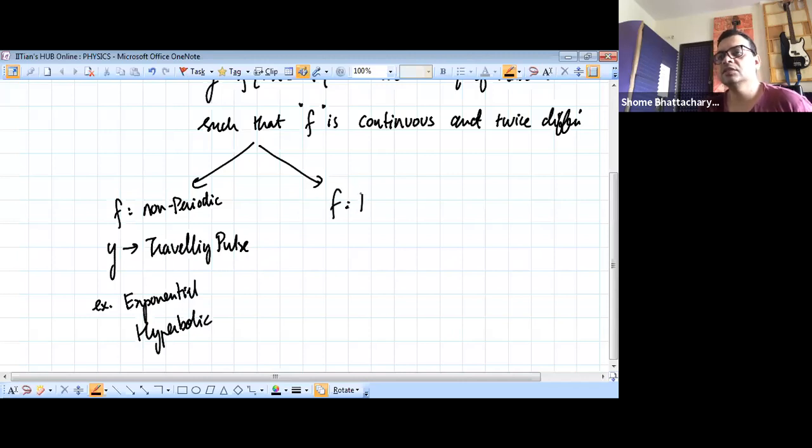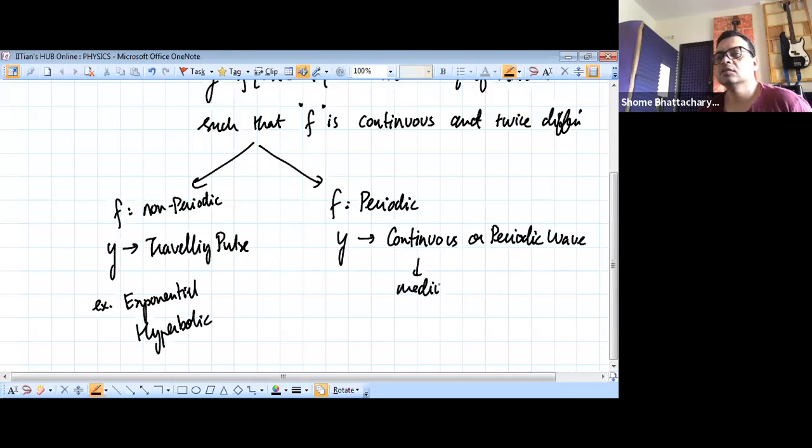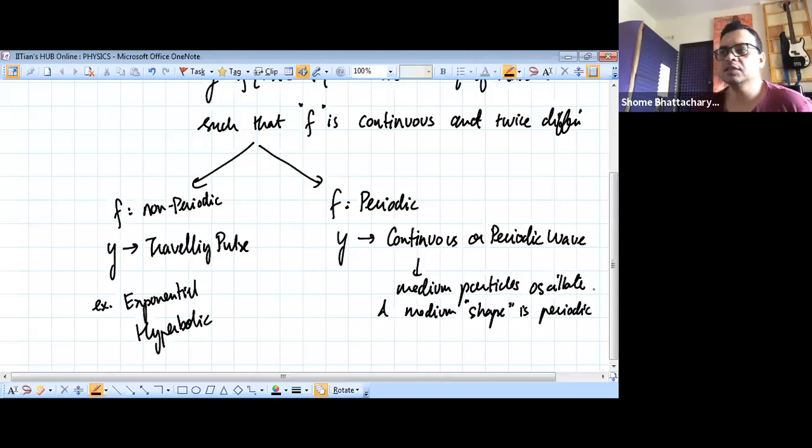And secondly, if the function is periodic, then this represents a continuous or periodic wave, or you can think of it like a series of pulses which are periodic. Okay. So in that case, the medium particles oscillate and the medium shape or the disturbance shape is also periodic. So there's a periodicity with respect to position as well as with respect to time.